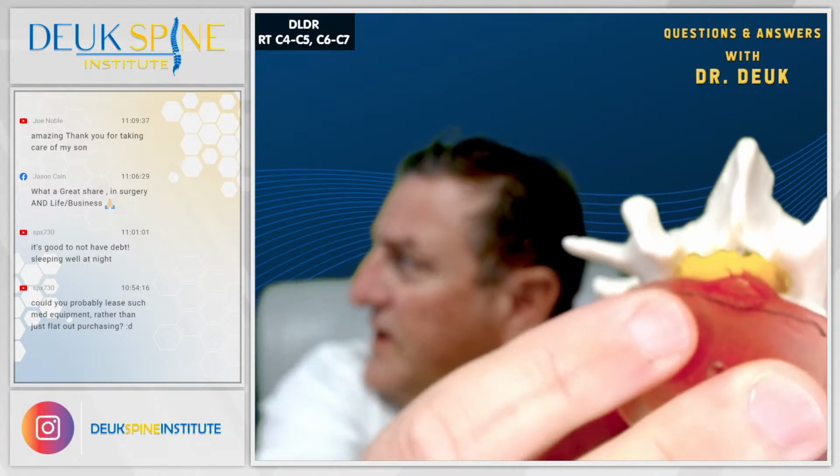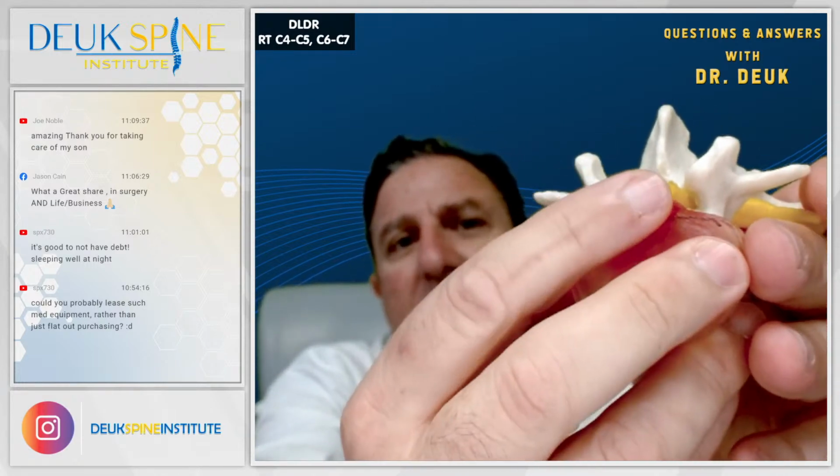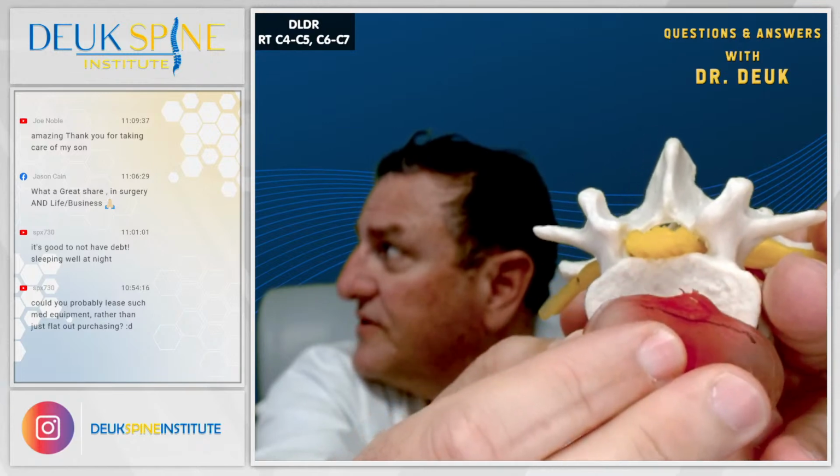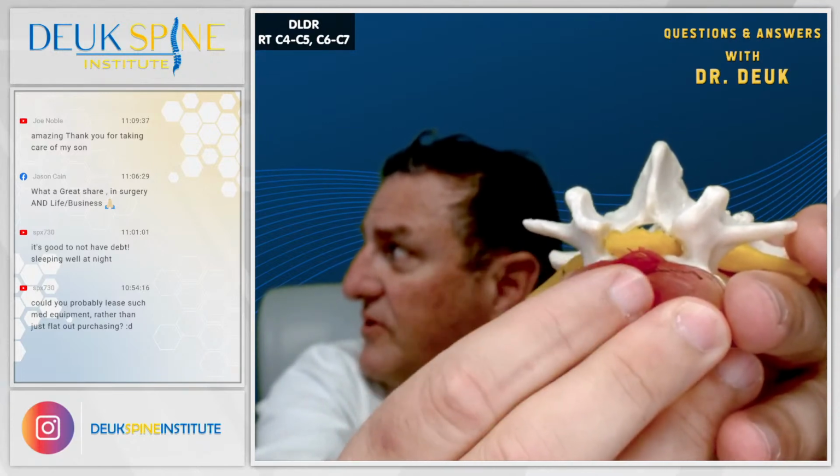Yes. So the herniation, this little red bump here, is pushing on the yellow thing, the spinal cord, and I had to go in and basically remove it from pushing on the spinal cord.